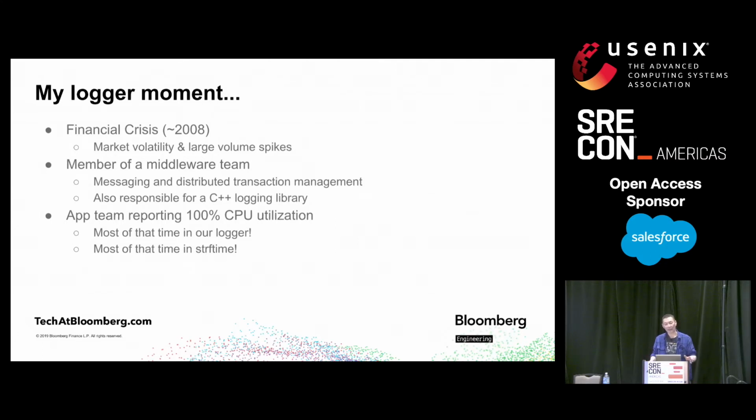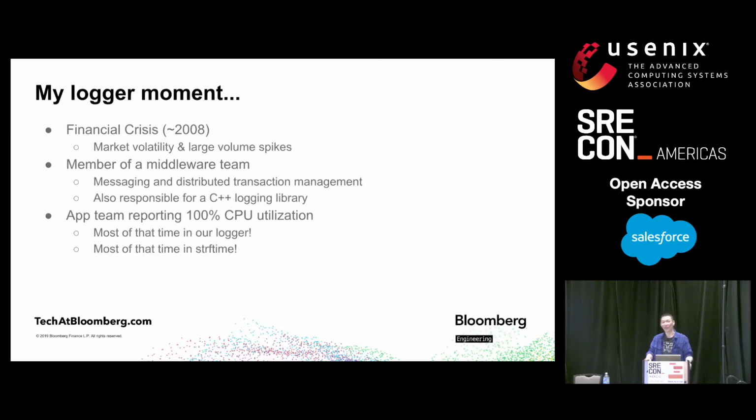In one case, this app team reported 100% CPU utilization. They couldn't get enough work done because the CPU was saturated. And so I said, well, that's a user application problem. You should be profiling and looking for hotspots. And the app team very politely came back to me and said, well, yeah, we did, and it's in your logger. We were responsible for a C++ logger. So it was one of those deviations from expectation, right?